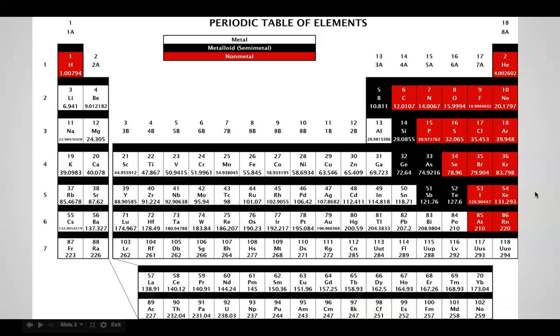So that's what you pretty much need to know about metals, nonmetals, and metalloids. If you have any questions, let me know.